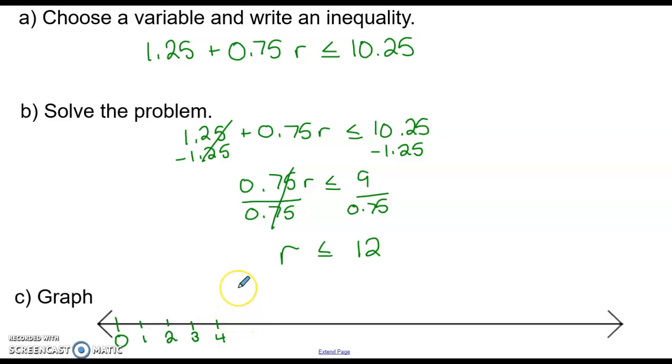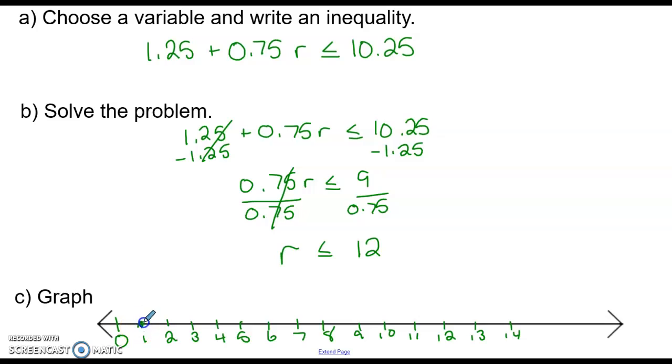So I'm drawing my number line with all the numbers on it because I know I can't take something like 6.5 rides. 1, 2, 3, 4, 5, 6, 7, 8, 9, 10, 11, 12. Good. I'll put a few more numbers on.